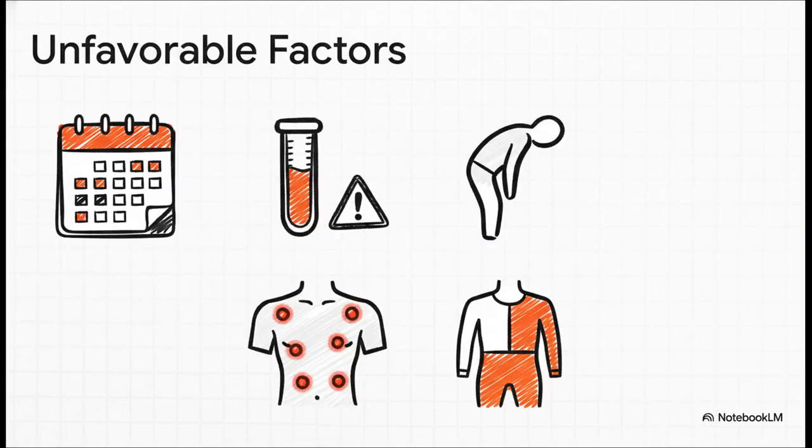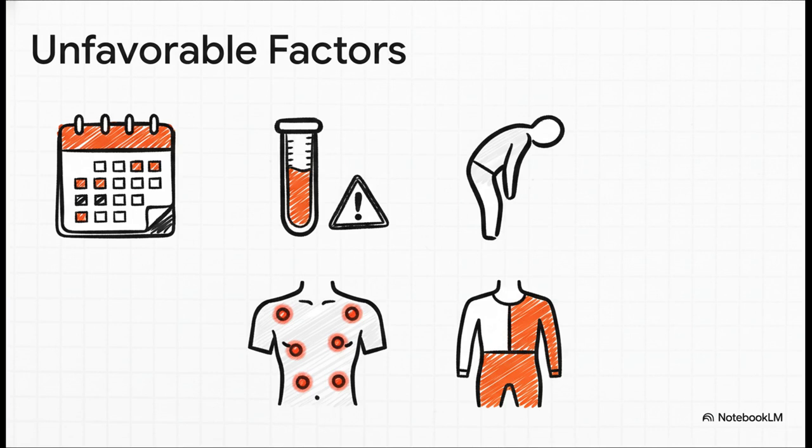Beyond the specific type and stage, doctors look at a few other key factors to get a better sense of the prognosis. These are the big unfavorable ones: being older than 60, having a high level of serum lactate dehydrogenase, or LDH, which is a sign of high tumor burden, and having a poor performance status, which is a measure of how well a patient is functioning, are all bad signs.